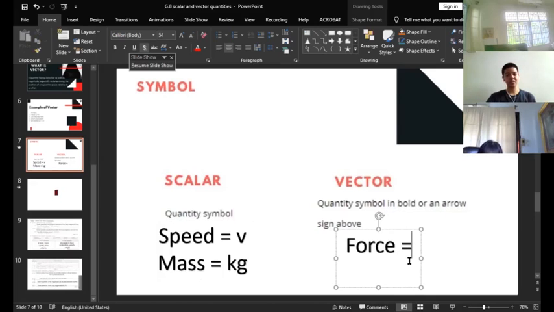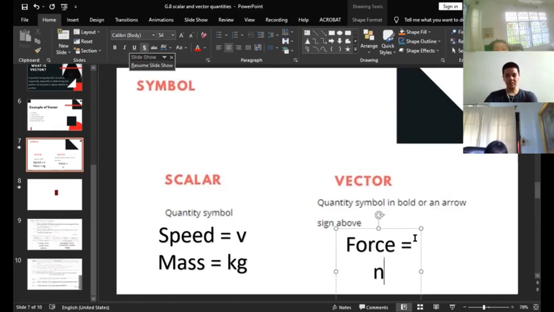Are you sure? You can look in Google. Make sure. Who's the one that discovered force? It's Isaac Newton. So it's letter N. It's Newton. Okay. So for vector here, you remember it already has a direction.